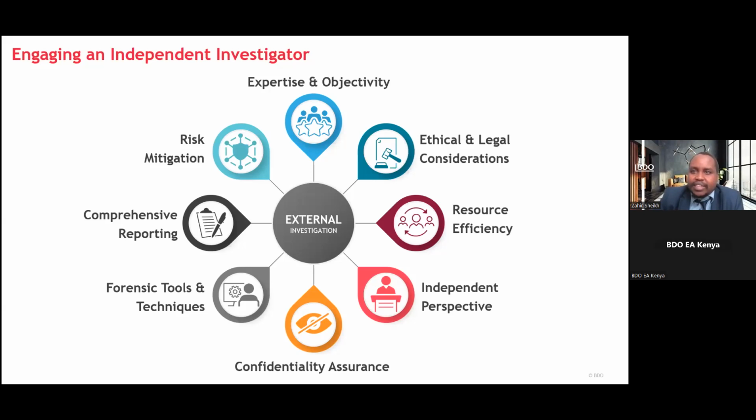And the last thing is risk mitigation. So external investigators usually assist in identifying and mitigating risks that are associated with this fraud. And this helps organizations implement preventative measures to avoid any future occurrences of the fraud.